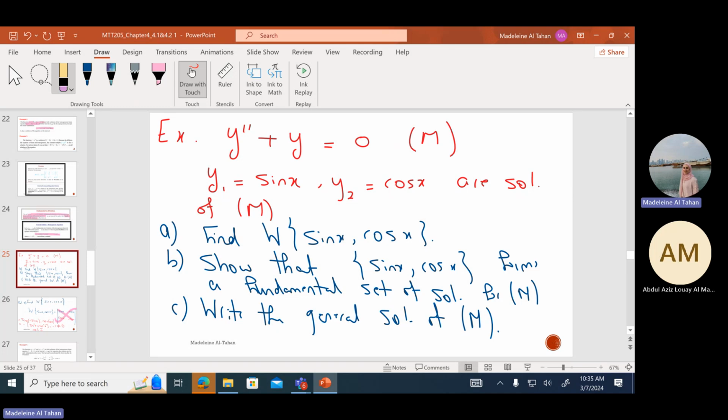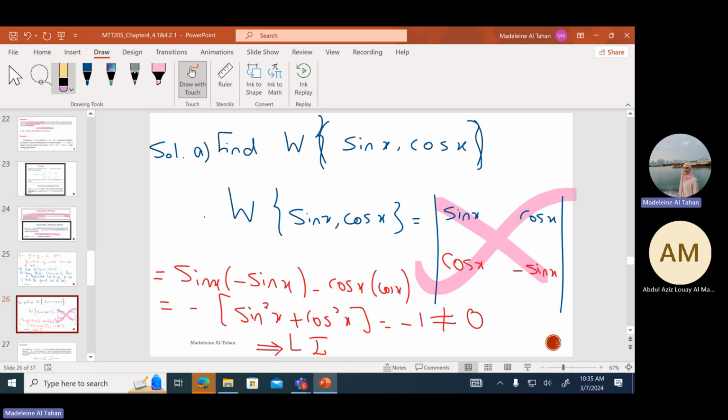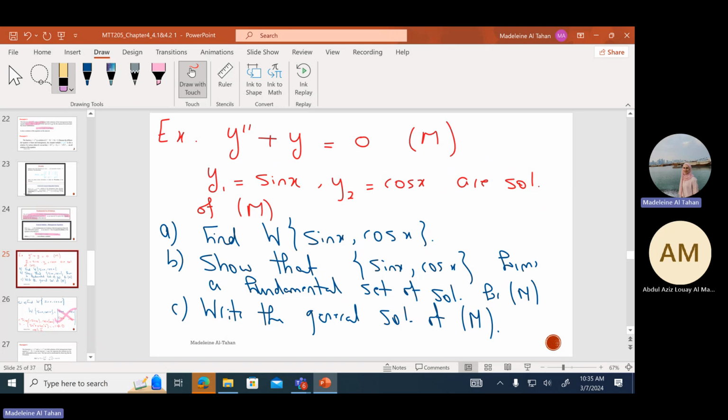So part A, we're done with it, right, miss? What can we deduce from part A, linearly dependent or independent? We got -1, right? So it's independent. It's not 0, then linearly independent.